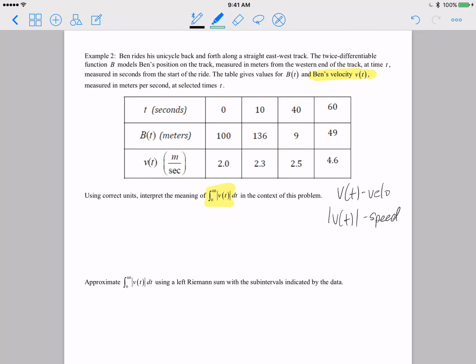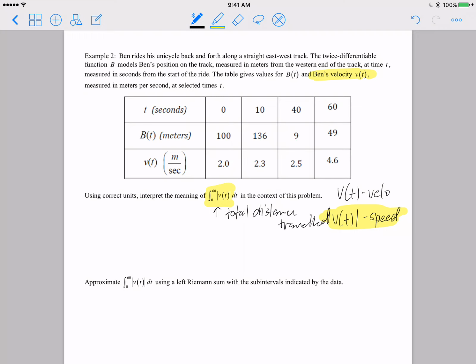Okay, so that's something that you'll need to know in class also, is that the absolute value of velocity is the speed. And so basically what happens is whenever we integrate speed, we're getting the total distance traveled by whatever particle or person that we're talking about. Okay, so what you need to know is that this integral is talking about total distance traveled.